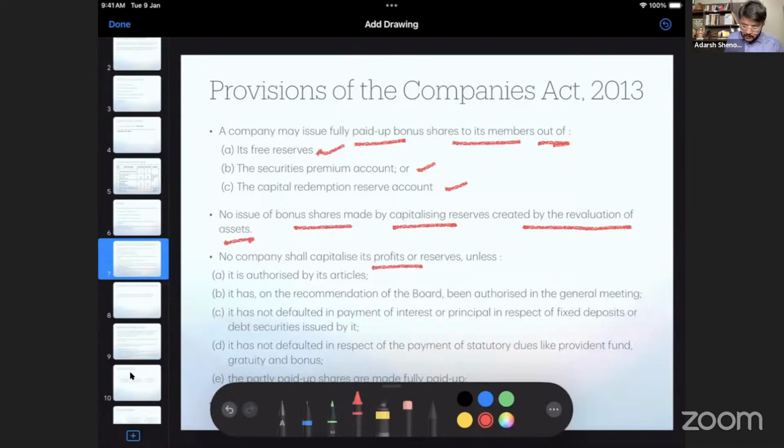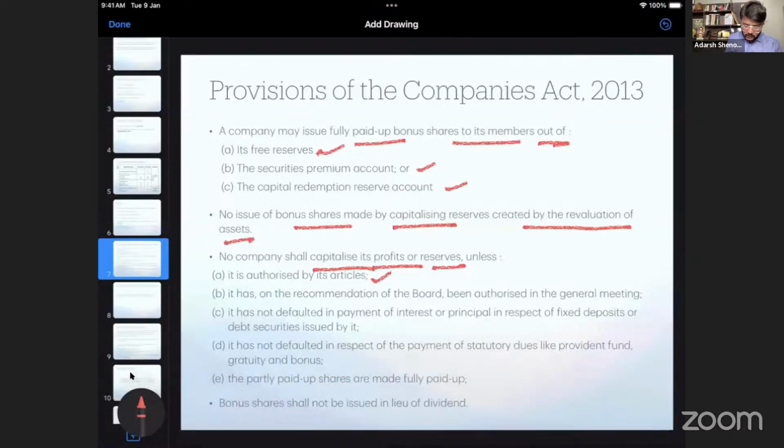No company shall capitalize its profits, that is, capitalization of profits means bonus issue, unless it is authorized by its articles, so it must have been mentioned in the articles of association. It has, on the recommendation of the board, been authorized in the general meeting. So the board must have authorized it first, and in the general meeting of the shareholders, it must have been authorized there. That means they should have passed a resolution to do so.